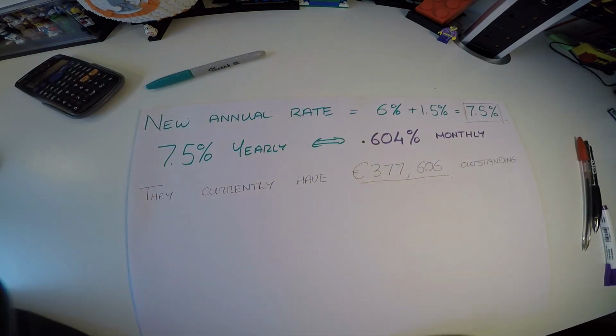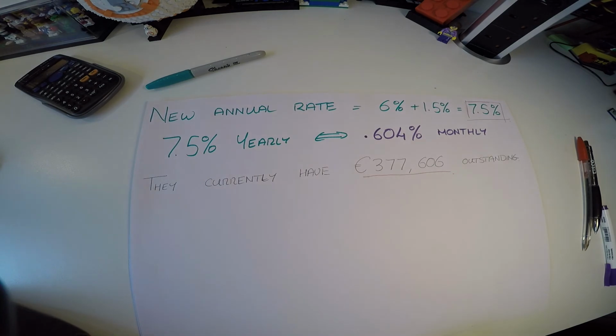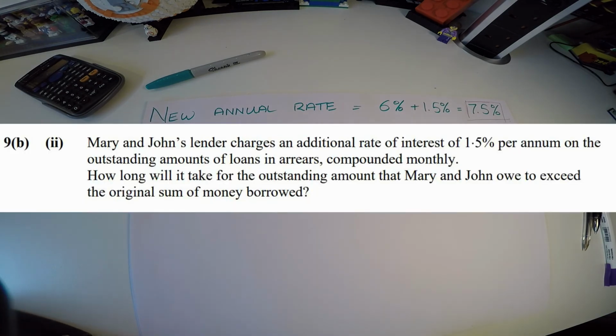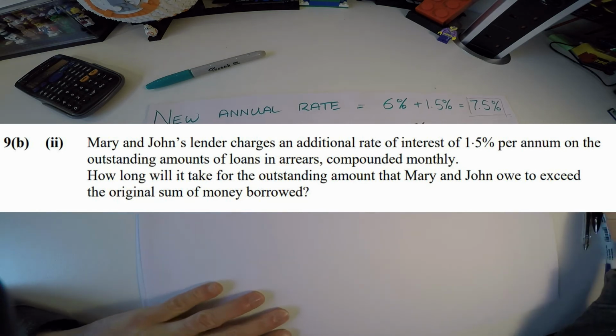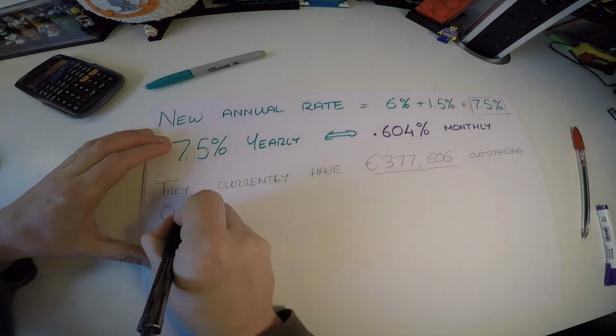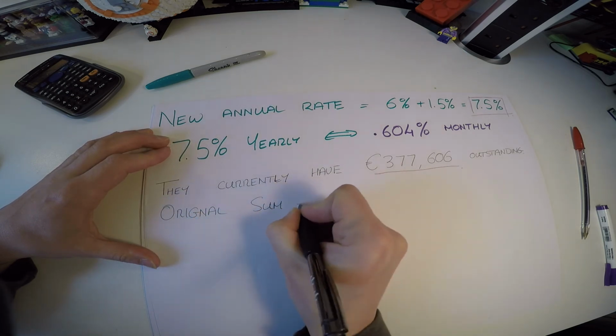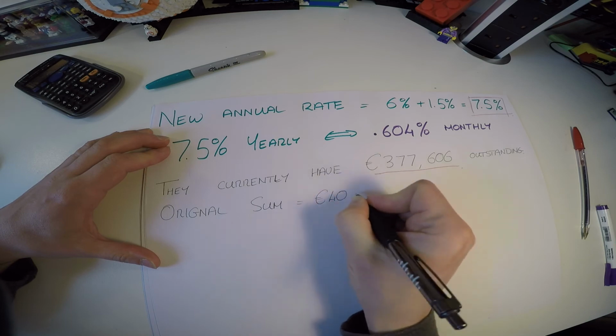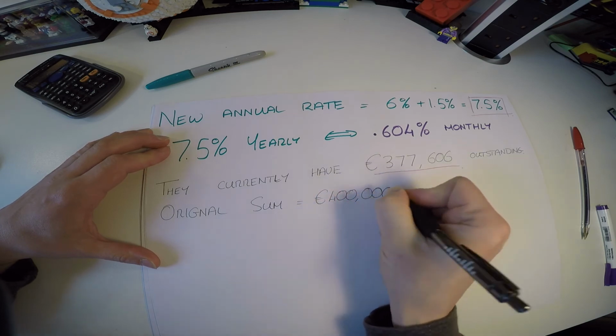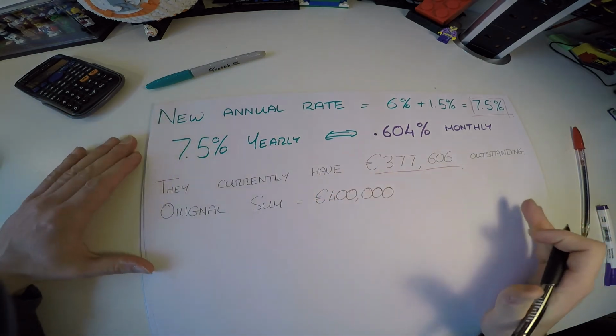Now we're on to the final part. It says that their lender is going to charge an additional rate of interest of 1.5% per year on the outstanding amounts of loans in arrears. Now, how long will it take for the outstanding amount that Mary and John owe to exceed the original sum of money borrowed? So let's remember that the original sum was 400,000.